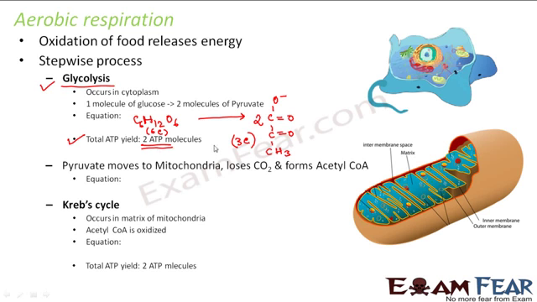So now what happens to this pyruvate? This pyruvate, which was created in the cytoplasm, will now move to the mitochondria. You remember what mitochondria is? It is the powerhouse of a cell. It is the cell organelle where energy generation actually takes place. So this pyruvate will move to mitochondria, and in mitochondria it will lose carbon dioxide and thereby form acetyl coenzyme A. So this is the pyruvate.